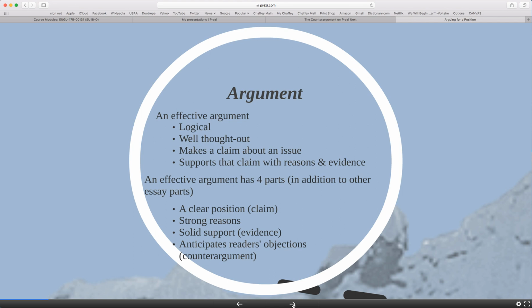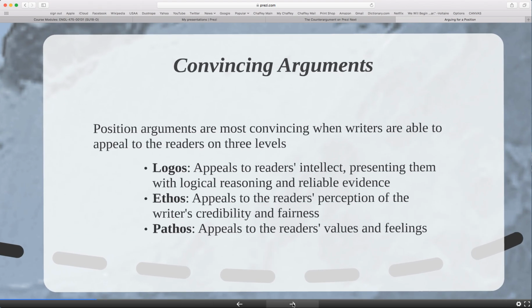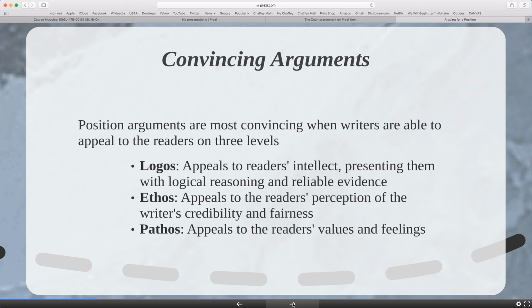We're also going to give strong reasons, solid support, which are evidence, and then we're going to also include a counter-argument. Your book often calls a counter-argument a refutation, so just be aware that you could use either word in this particular case. Convincing arguments are when writers are able to appeal to the readers on 3 particular levels.